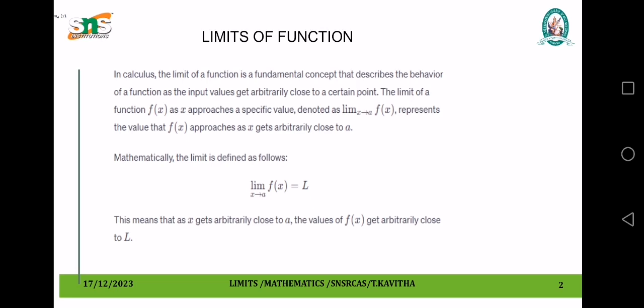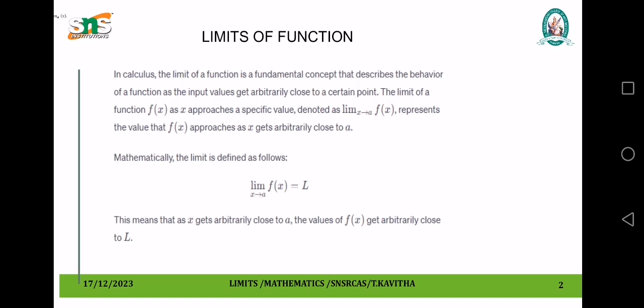Mathematically, the limit is defined as follows. Limit of f of x as x tends to a is equal to L. This means that as x gets arbitrarily close to a, the values of f of x get arbitrarily close to L.